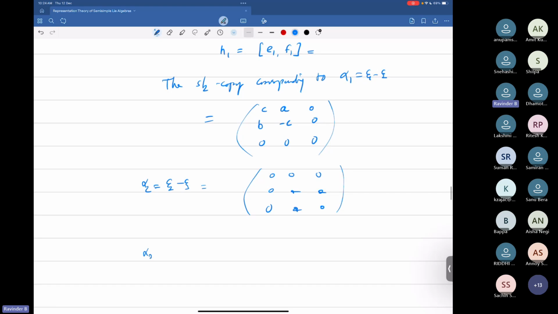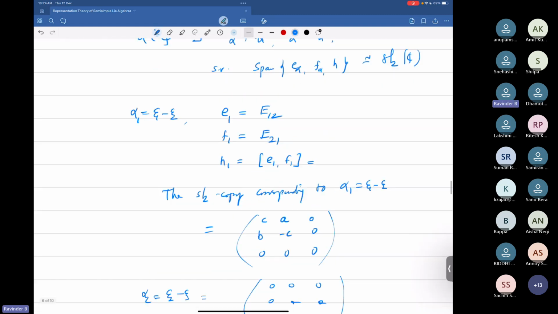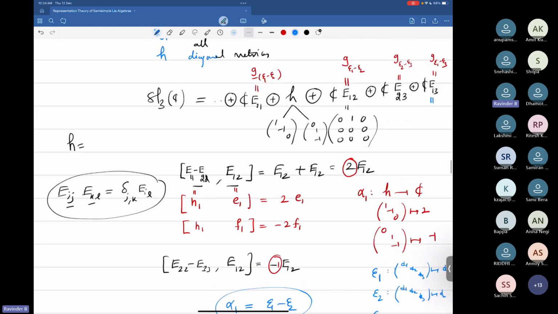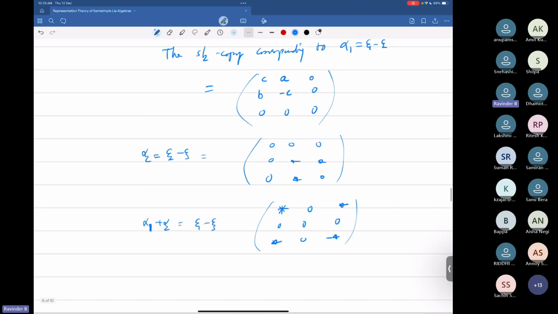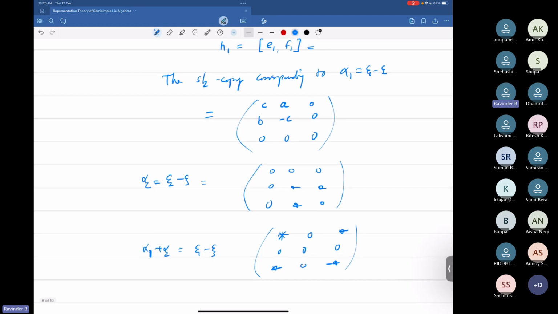And similarly, if you want alpha 1 plus alpha 2, the third root, the SL2 copy sits in the... because if you look for E13, it is E13. What is the meaning of E13? So it is this, and its spanning will be at that corner, and the last one is E31. So it gives the corners. So this corner, then the diagonal entries will be this minus this. So these three are the SL2 copies corresponding to each root.